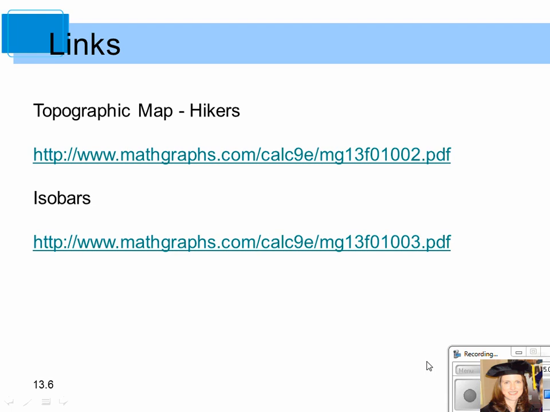The last slide I have here for section 13.6 has a couple links. Go ahead and explore those links, which will reveal some more information or more applications of gradients and directional derivatives.